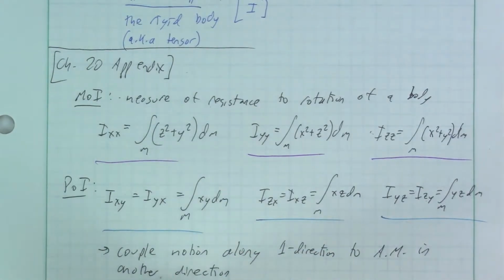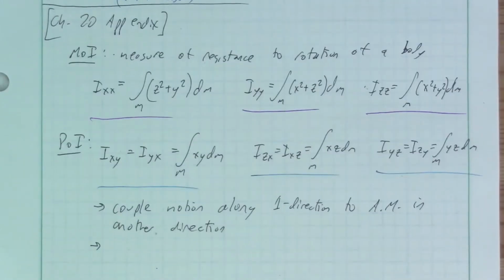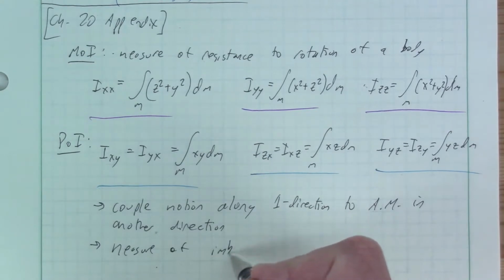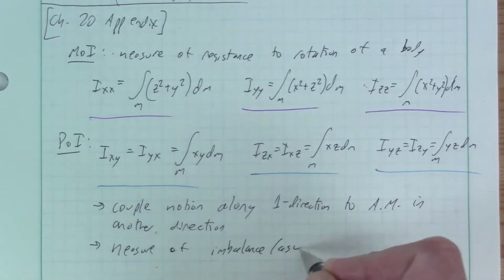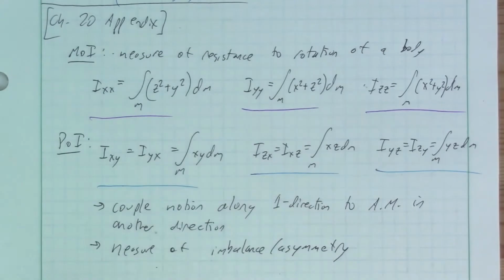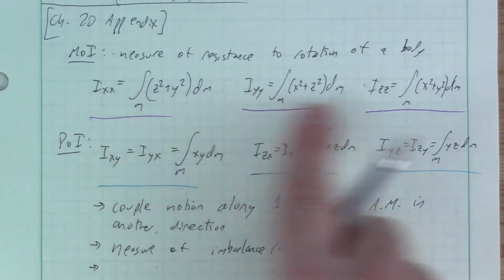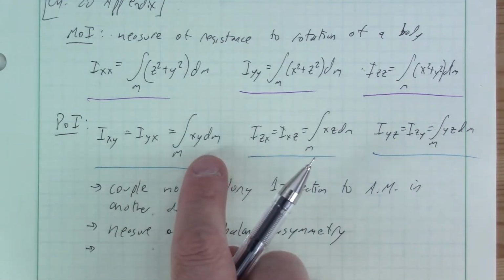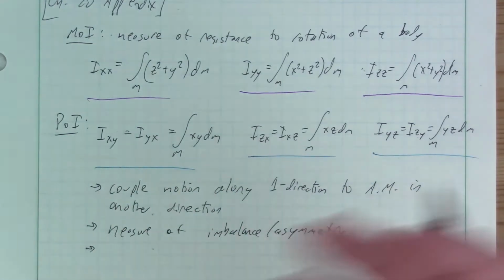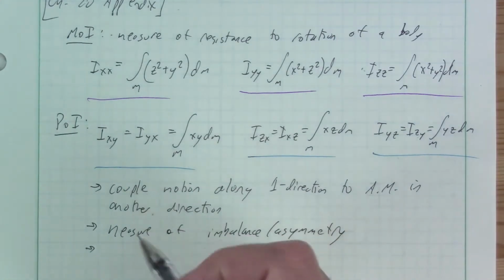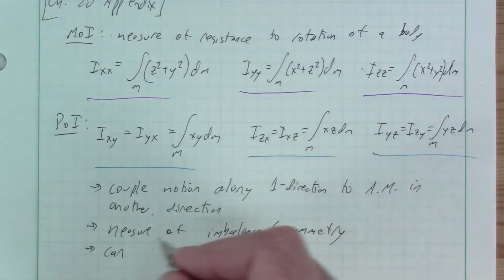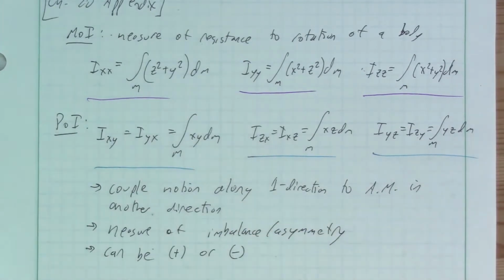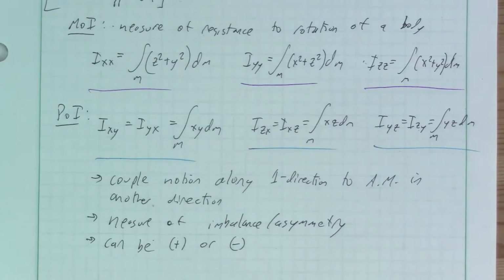Okay, that's what this is used for. This is really a measure of imbalance or asymmetry in the body. Whereas the moments of inertia are only positive geometrical properties, these can be positive or negative, right? Because x can be negative. If it's negative, it means that the body is skewed towards one of those negative axes, or across one of the negative halves of those axes. So it can be positive or negative.